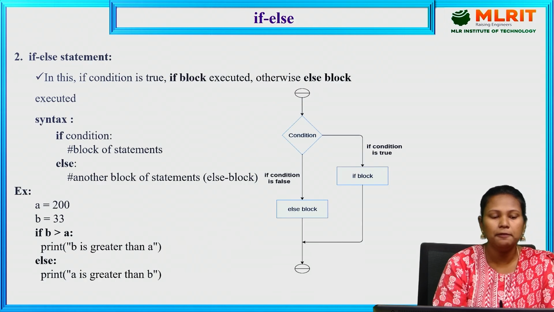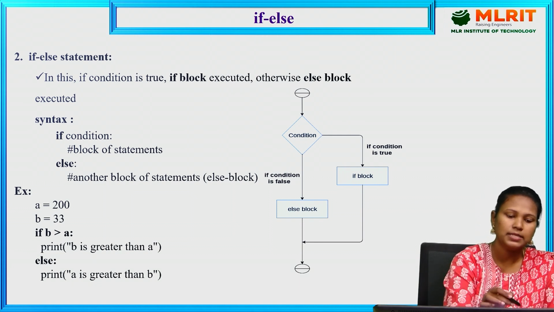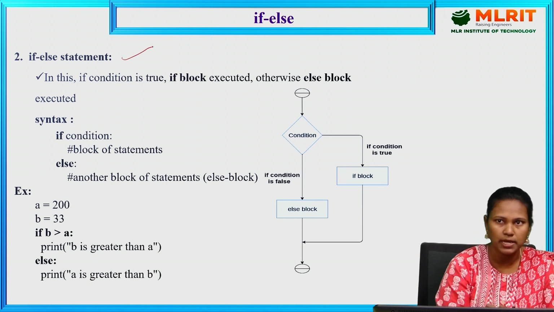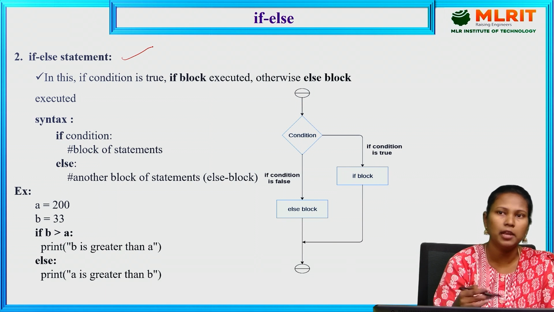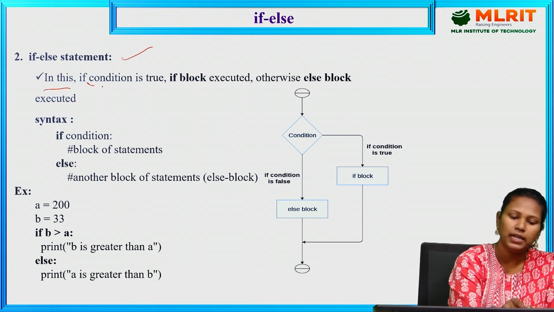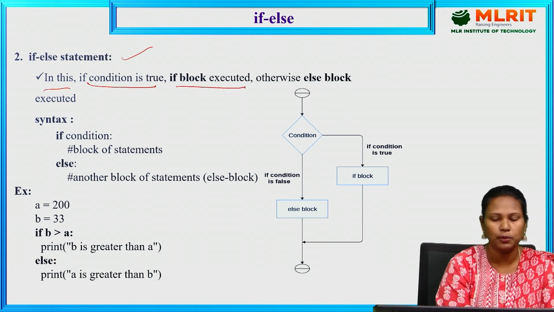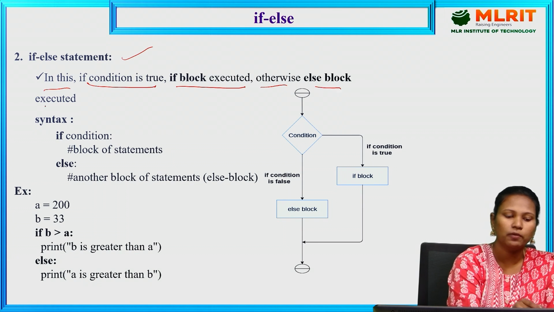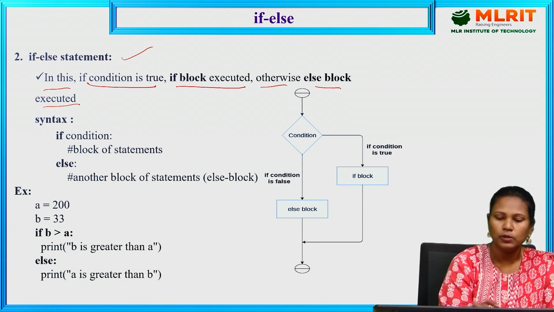Next one, the if else statement. This is another decision making statement. If we are having two choices, we are using the if else statement. In this, if the condition is true, the if block executes. Otherwise, the else block will execute. So this is the flow chart.